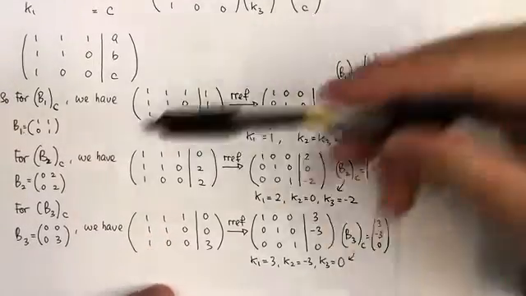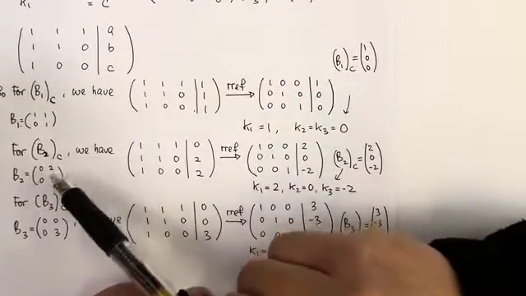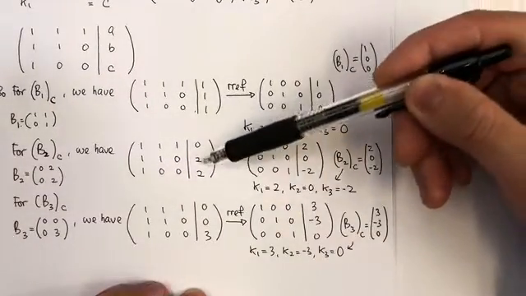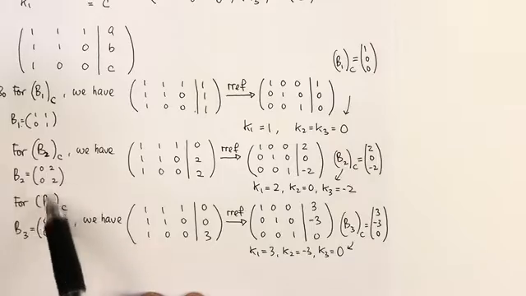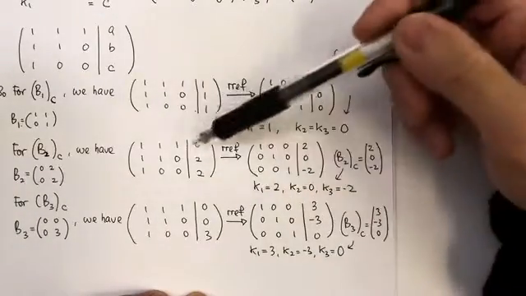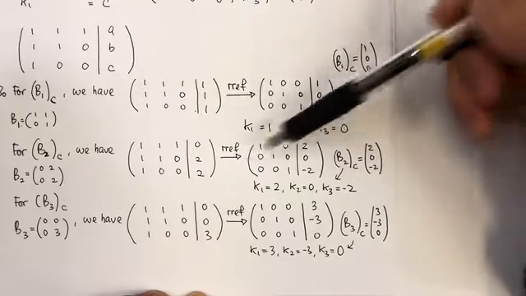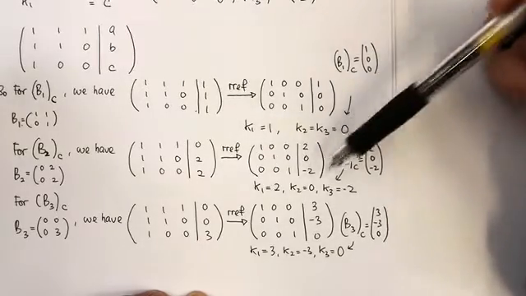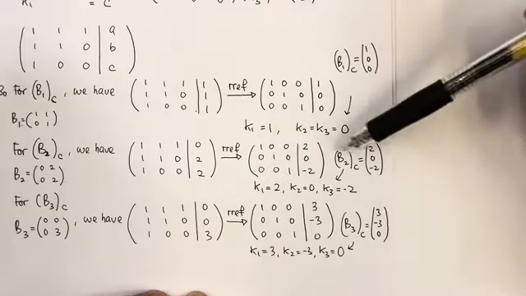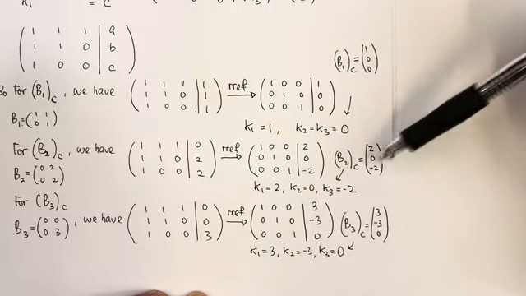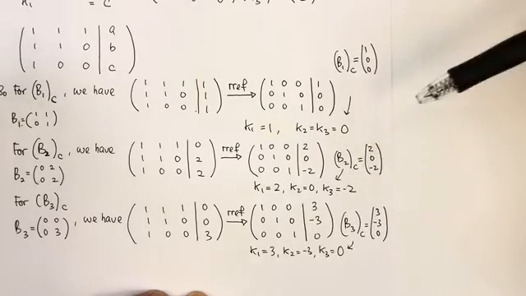And if you put A, B, C as 0, 2, 2, because we call this ABC, then row reduce it, and you will have K1 equal to 2, K2 is 0, K3 equals -2. Therefore, the coordinate of B2 relative to basis C is 2, 0, -2.